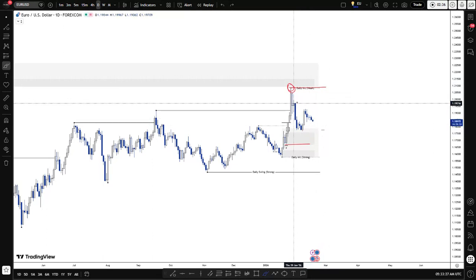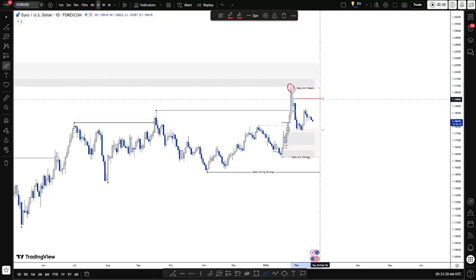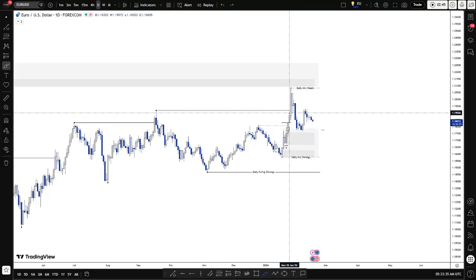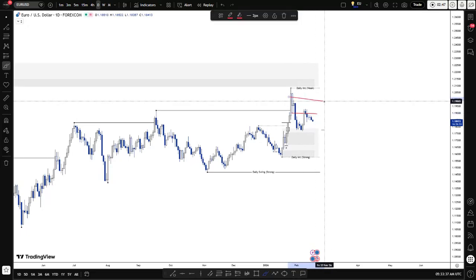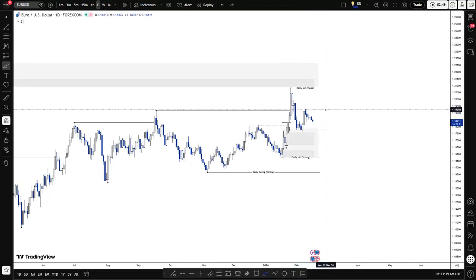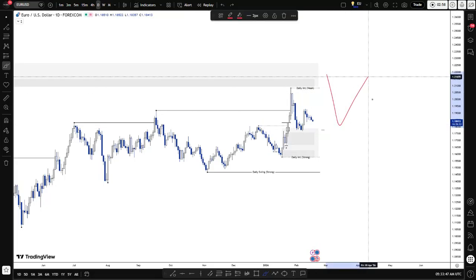So I can't mark this as a swing structure. You see, it hasn't broken anything to the left. That's why I cannot mark it as a supply zone. The only case I can consider starting to map in supply zones on the right is when price has started to form clear internal ranges.